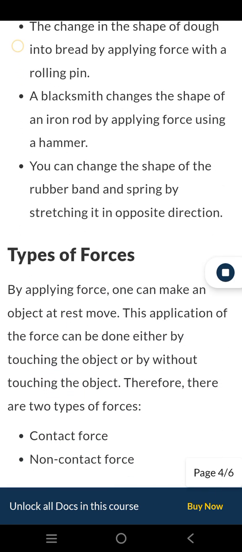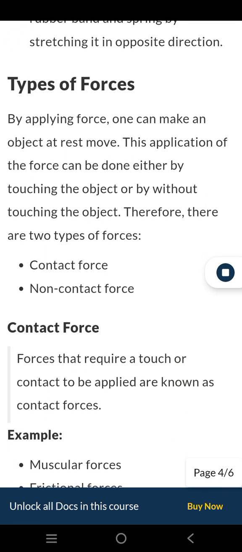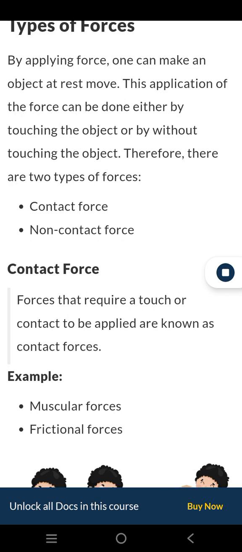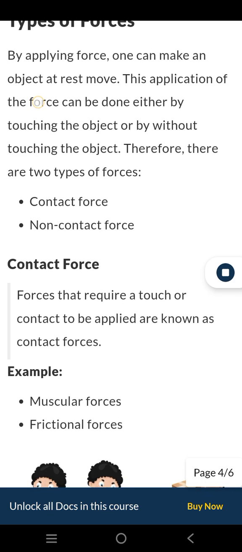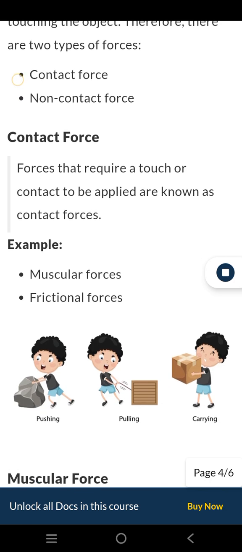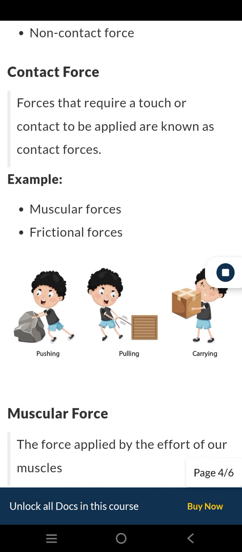Types of forces. By applying force, one can make an object at rest move. This application of the force can be done either by touching the object or without touching the object. Therefore, there are two types of forces: contact force and non-contact force. Contact force: forces that require a touch or contact to be applied are known as contact forces. Example: muscular forces, frictional forces.